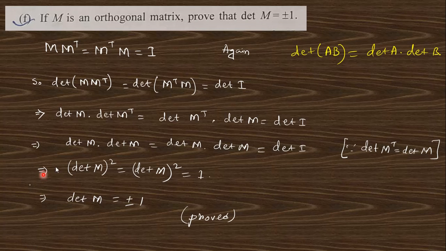You can see here the determinant of M into M transpose equals determinant M into determinant M transpose, and so on. And you know the property that determinant M transpose equals determinant M, because in a determinant, row-column interchange gives the same value. That's why these two values are the same. So you get the proof that the determinant of M will be plus or minus 1. This is proved very easily. Go to the next question.